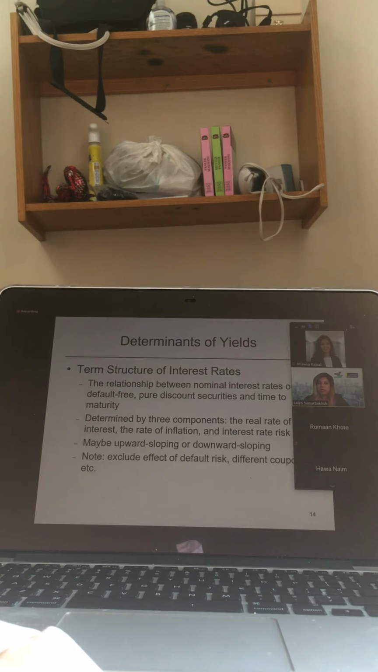The term structure of interest rates. First, we want to know this interest rate that we talked about. What is it the result of? This is the relationship between nominal interest rates on default-free, pure discount securities and time to maturity. So term structure means time versus interest rate, okay? Because term means time. It's determined by three components: the real rate of interest, which is what you saw.